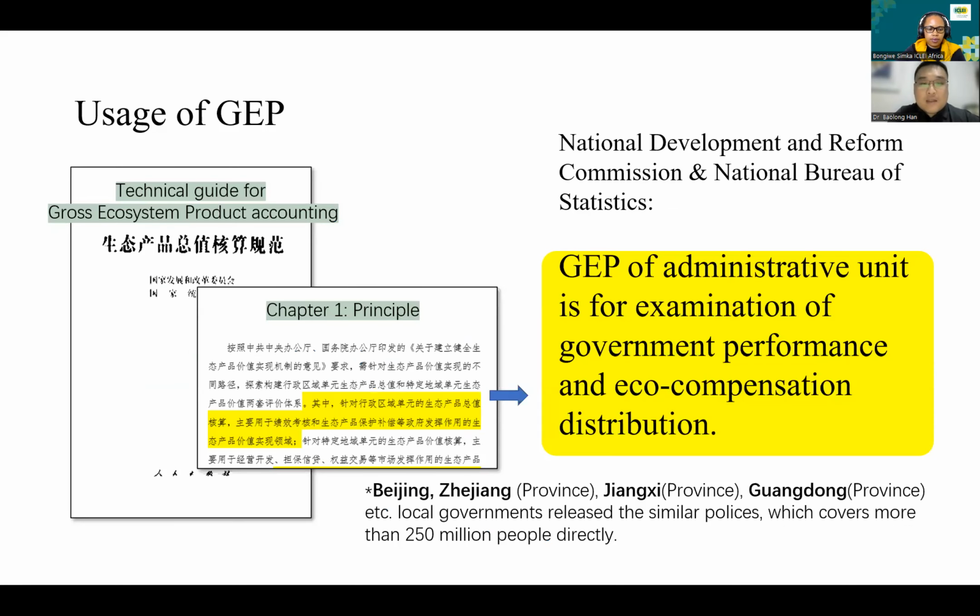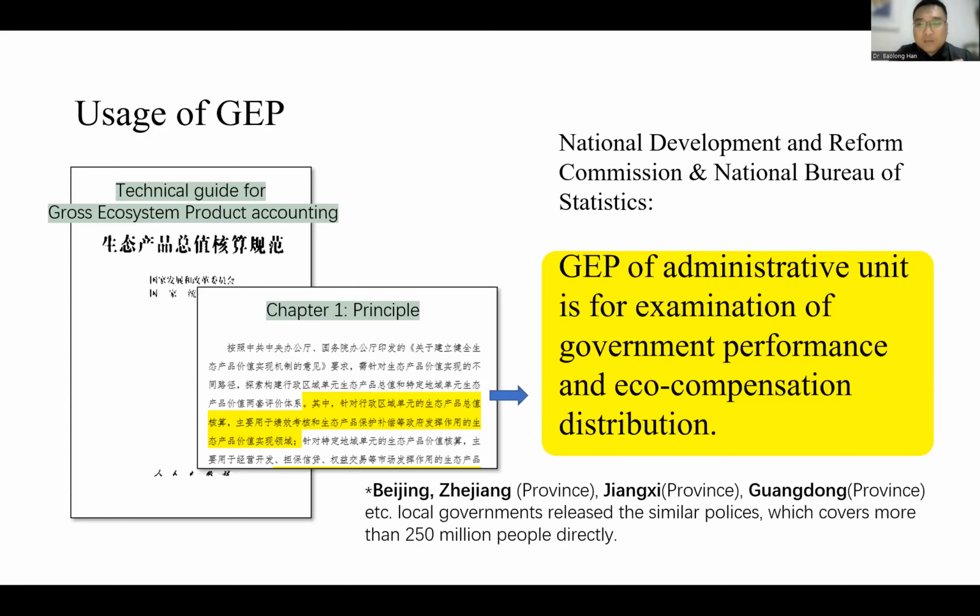And last year, the Chinese government, which is the National Development and Reform Commission and our National Bureau of Statistics, released a technical guide for the GEP. And this booklet includes more than 200 pages, full of mathematics. But at the very beginning, it introduced the principle of how to use GEP. I had highlighted the sentence. It is a GEP of the administrative unit, which is for a whole city, for examination of the government performance and equal compensation distribution.